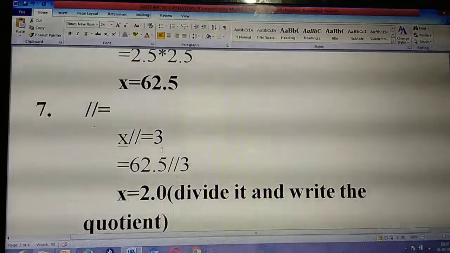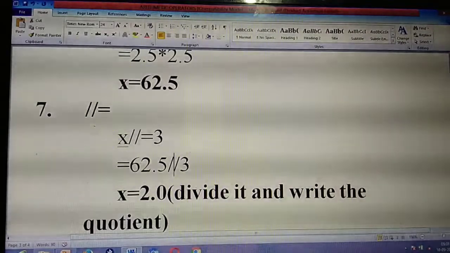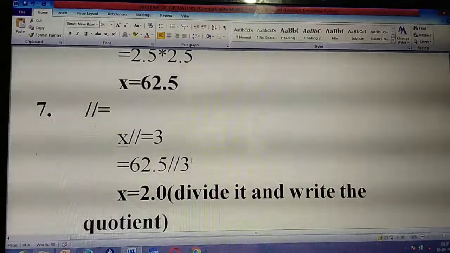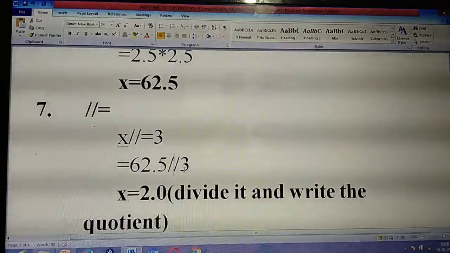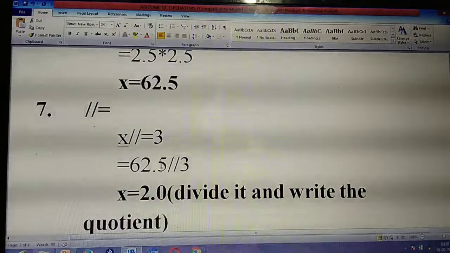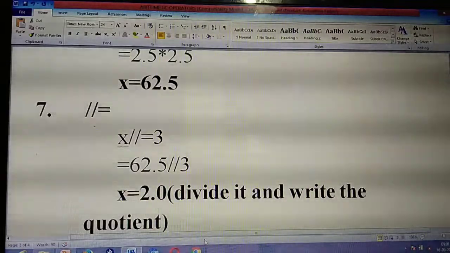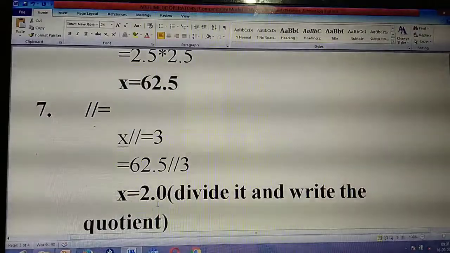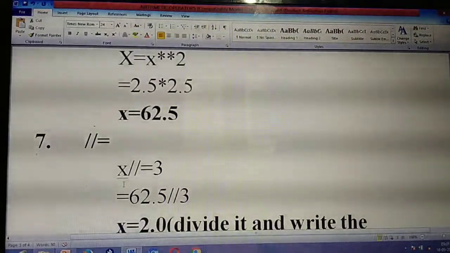So, 3 2s are 6. Isn't it? 3 2s are 6. So what's the remainder you will get? Quotient 2, 2.0 you will get, and remainder you will get as 2.5. But floor division operator means always you should write the quotient as an answer. Understand?